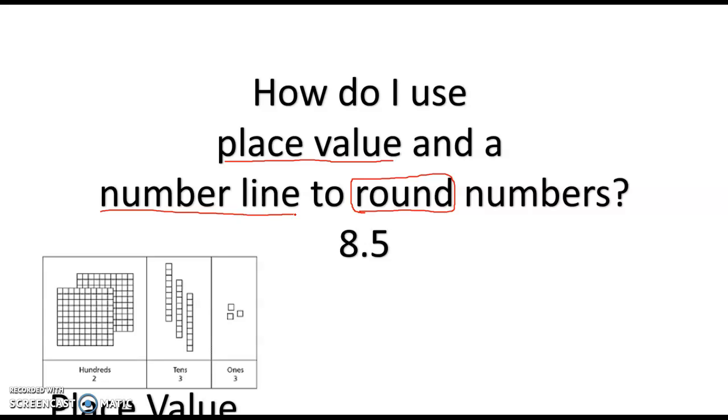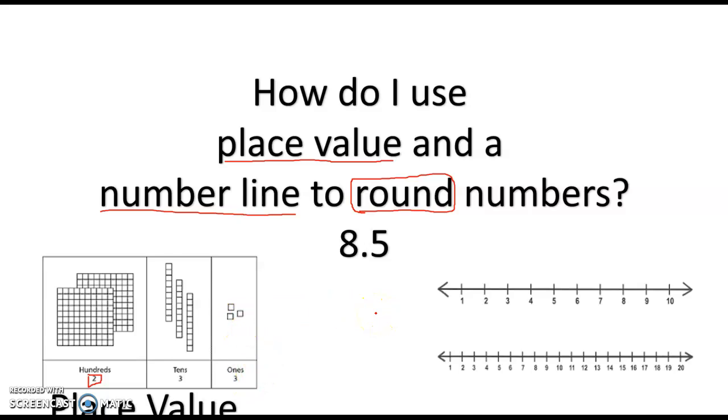Remember, place value is the value of the place a digit has in a number. So if we had 233, the 2 is in the hundreds place, so that means we have 2 hundreds. This 3 is in the tens place, so we have 3 tens. This 3 is in the ones place, so we have 3 ones. And remember, number lines organize numbers from least to greatest.